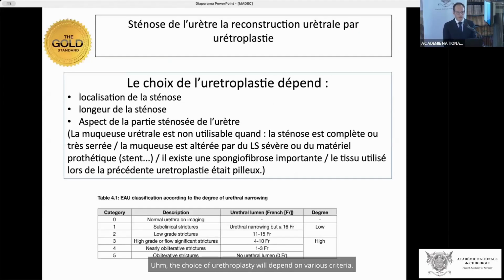The choice of urethroplasty will depend on various criteria. Currently, we have 3 main criteria.